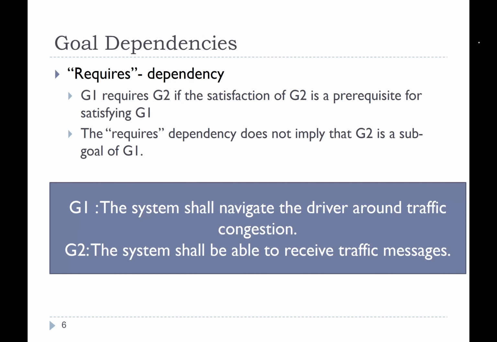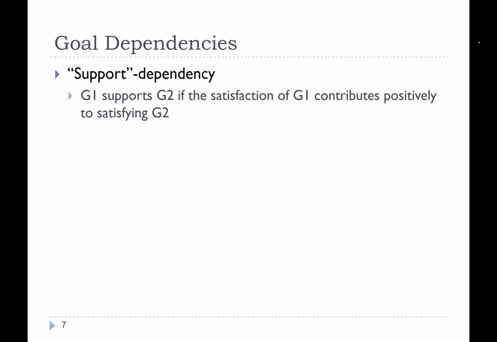For example, G1 could be that the system shall be able to navigate a driver through traffic congestion. G2 is the system shall be able to receive traffic messages. Now, if I'm not able to receive traffic messages, there's no way I can figure out where it is congested, where it is not congested. So there's no way I can offer G1 without offering G2.